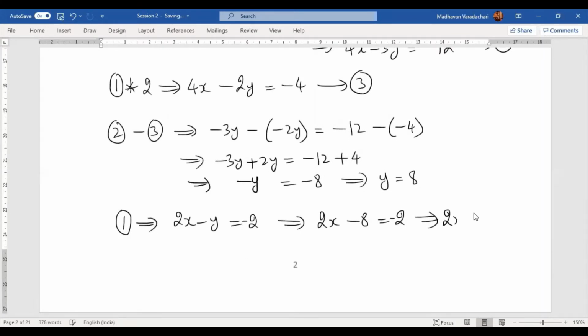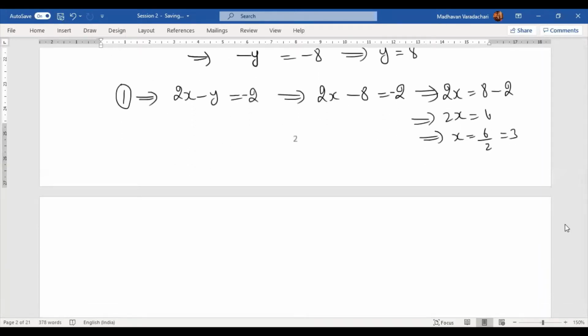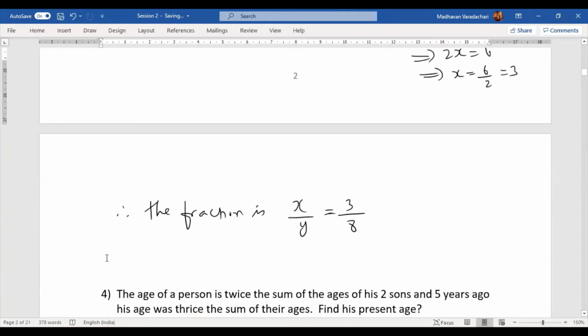Means 2x equal to 8 minus 2, or 2x equal to 6, which means x is equal to 6 by 2, which is 3. So I can say, therefore, the fraction is x by y, which is 3 by 8. So the required fraction is 3 by 8.